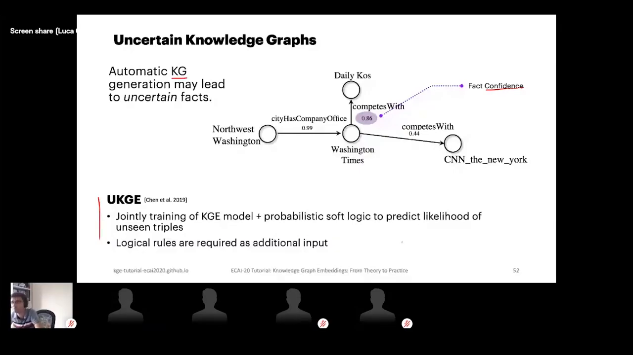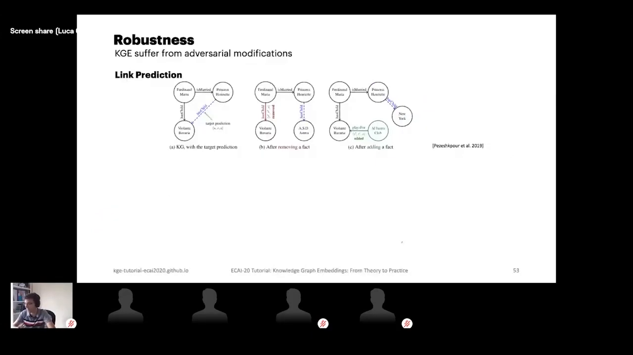Also, it's important to understand when talking about topics around knowledge graph embeddings research that knowledge graph embeddings suffer from adversarial modifications. They are neural architectures, and just like any other model, they suffer from adversarial attacks. And so if we think about predicting a link, and this is the correct prediction, Princess Henriette has child Violante of Bavaria. And if we remove this fact though, what happens if we take it off?